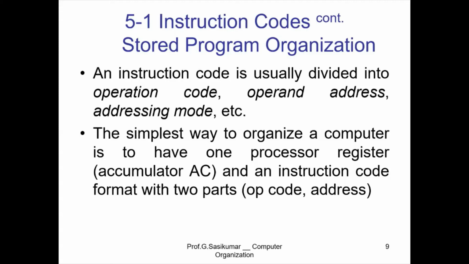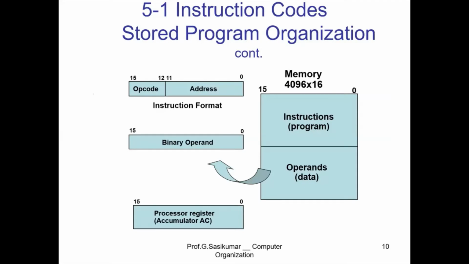Every accumulator has two parts. One is opcode and the other is address. Opcode is the binary form of representing the instruction code, and address is where it is located. So this architecture, this design, you can see. We have a memory of 4096 into 16 bits, and it has two parts.